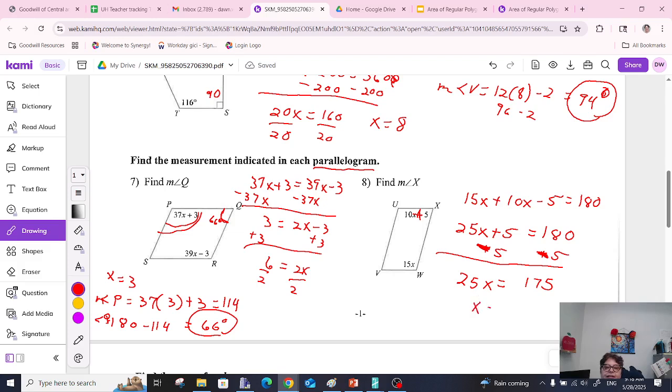So x is equal to what, 7? And then I need to find angle x. So the measure of angle x would be 10 times 7 plus 5, which is 75 degrees. Right? Okay.